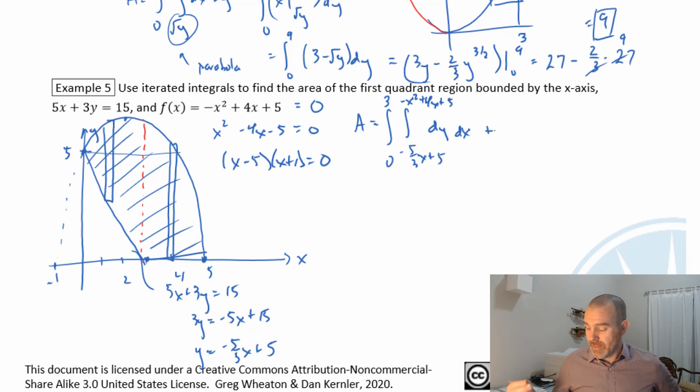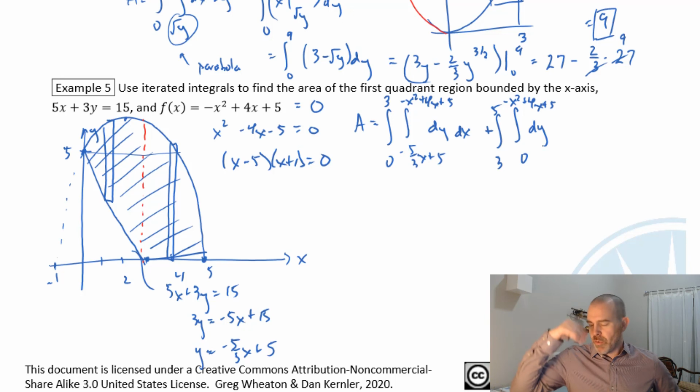And then separately, we have the second one. We'll integrate that one from 0 up to the parabola, negative x squared plus 4x plus 5. And then we'll add those up in terms of x going from 3 to 5. So we're integrating with respect to y first. Y goes from 0 up to the parabola. And then x goes from 3 to 5. So we're integrating dx second.